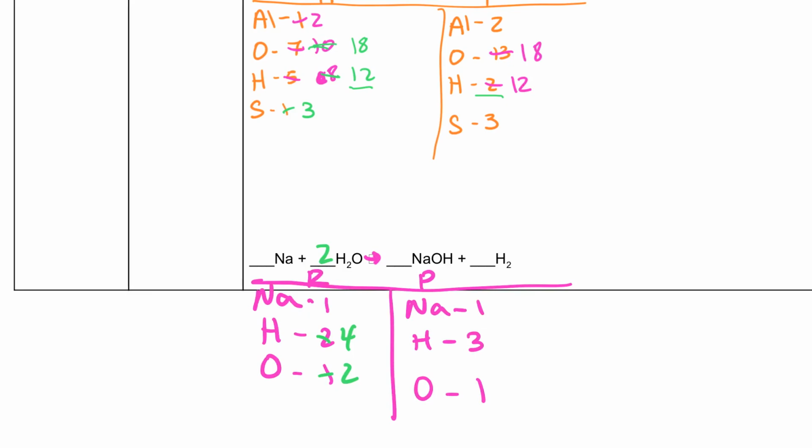Well, my hydrogens are still not balanced and my oxygens are not balanced anymore. So I'm going to put a 2 in front of that NaOH on the product side. So now I have 2 oxygens and I have 4 hydrogens. And what I'm left with is my sodiums are now unbalanced, and I need to put a 2 in front of my sodium. And now I'm balanced. So the coefficients are 2, 2, 2, and 1 for this reaction.